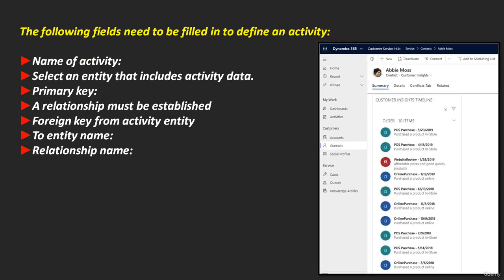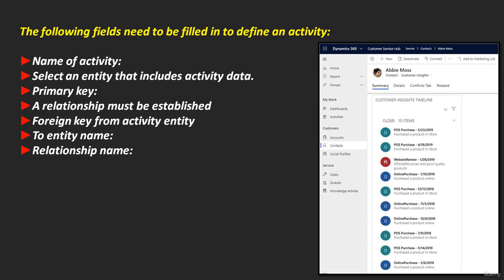The name of the activity means the name that will be used to identify it. Select an entity that includes activity data. The primary key identifies each record uniquely. Duplicate, null, or missing values shouldn't be allowed in this field. A relationship must be established between the transactional entity and the customer entity the activity should be associated with, for the activity to be connected to its corresponding customers.